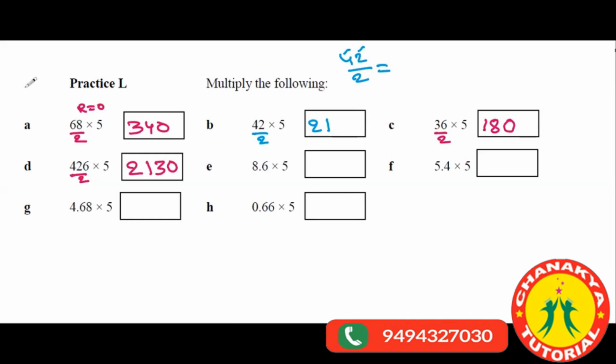Yes, 42 divided by 2 is equal to 21, right? Yes, sir. So this 42 is the dividend, and this 2 is the divisor. The number which is dividing is the divisor. The number which is divided is the dividend, and the result we will get is the quotient.